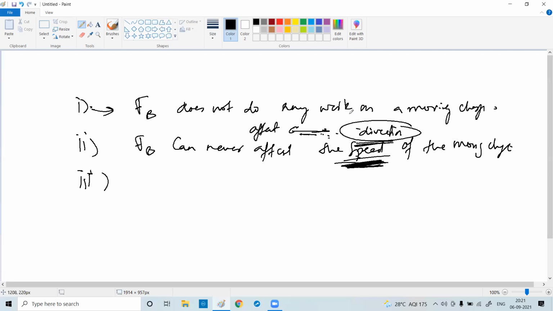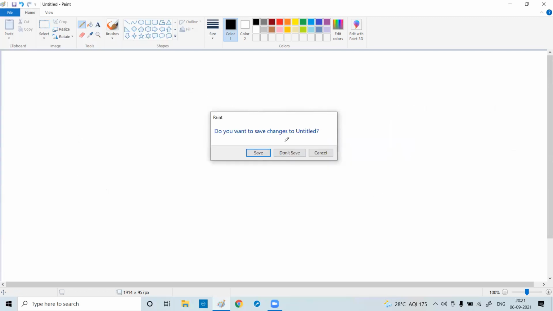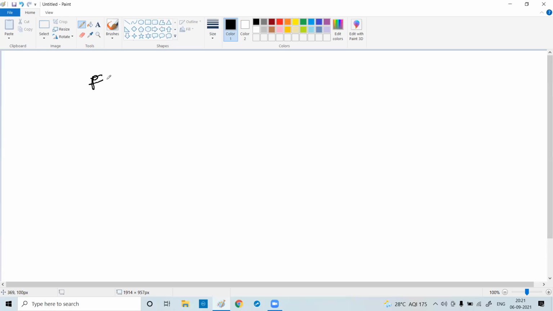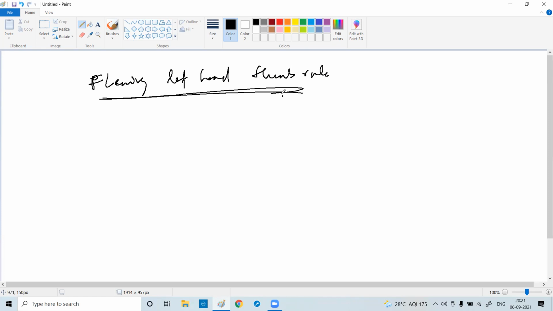So let us come to the right hand thumb rule, which is very, very important. Fleming's right hand thumb rule. Left hand thumb rule. What does it say? Has anybody heard about this or is it completely new? We have studied it in 10th standard, sir. Any idea what that is?